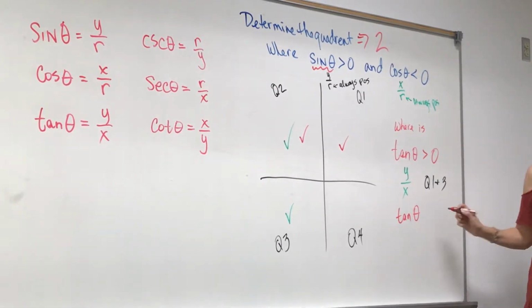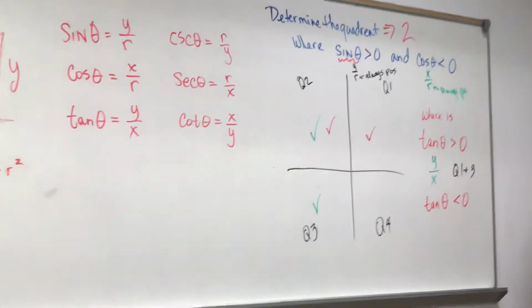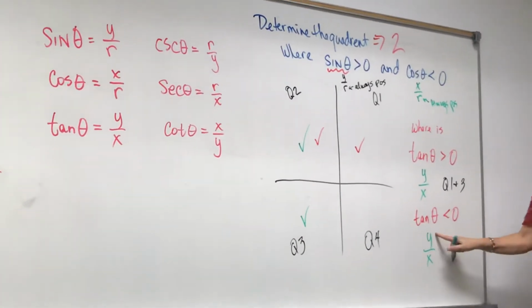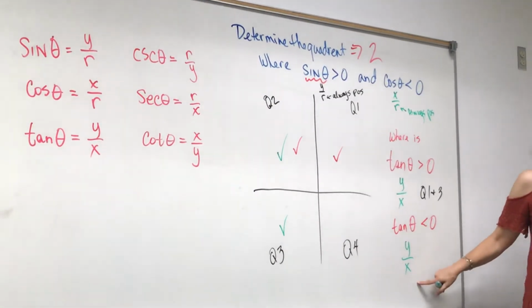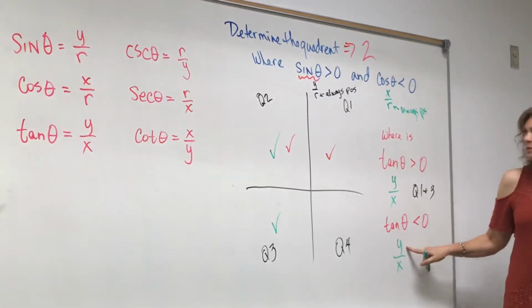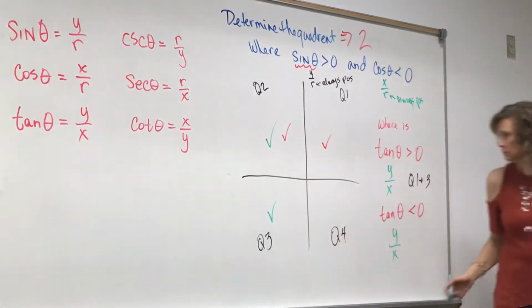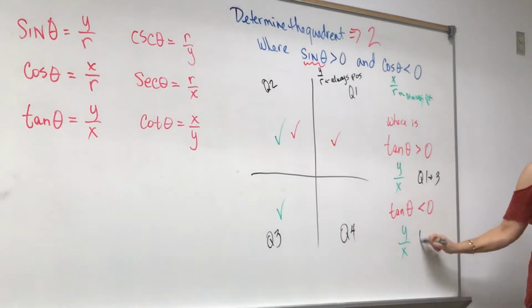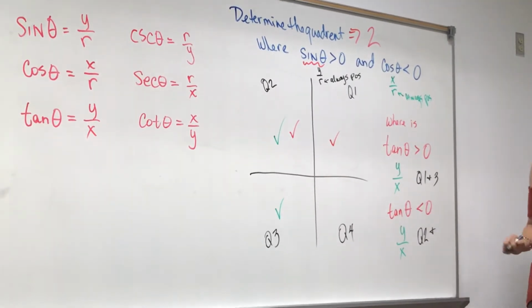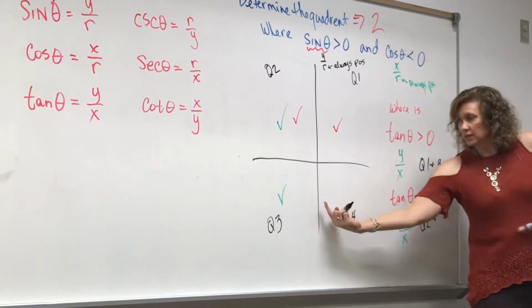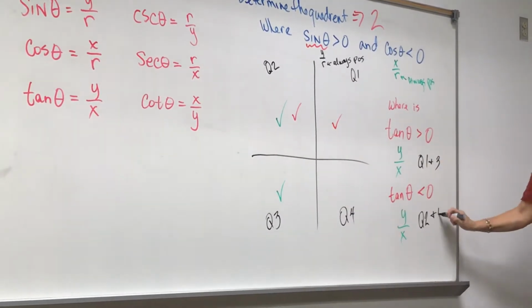If I wanted tangent of theta less than 0, I'm still thinking about that same ratio y over x, but now one has to be positive, one has to be negative. So I can have y be positive and x be negative, so that'd be quadrant 2. We could have the reverse. We could have y be negative and x be positive, quadrant 4.